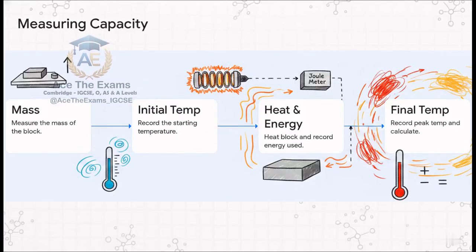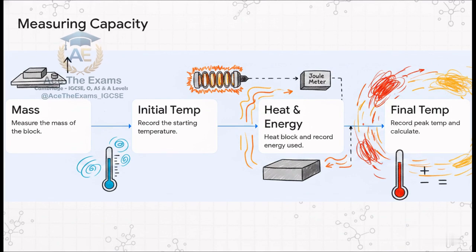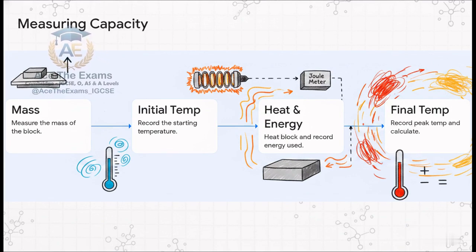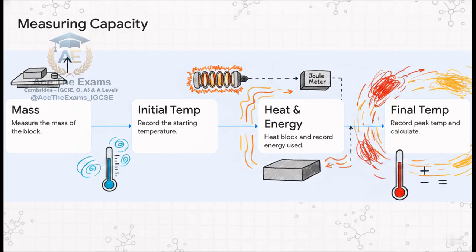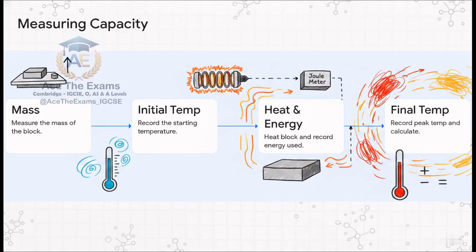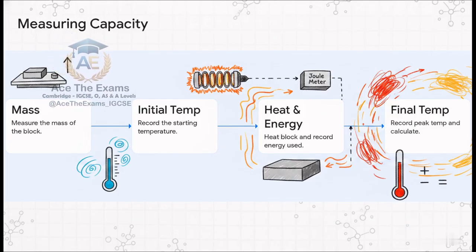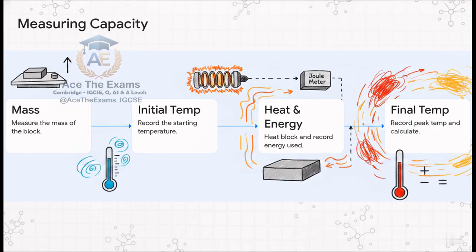When you get a 6-mark question asking you to describe an experiment to measure this, you need a rigid structure. You just need to logically follow these 4 steps. First, use a balance to measure the exact mass of your material. Second, accurately record the initial starting temperature. Third, heat the block and painstakingly record the exact joules of energy used on a joule meter. And fourth, wait for the thermal energy to fully distribute, record the highest peak temperature, and run your calculation.